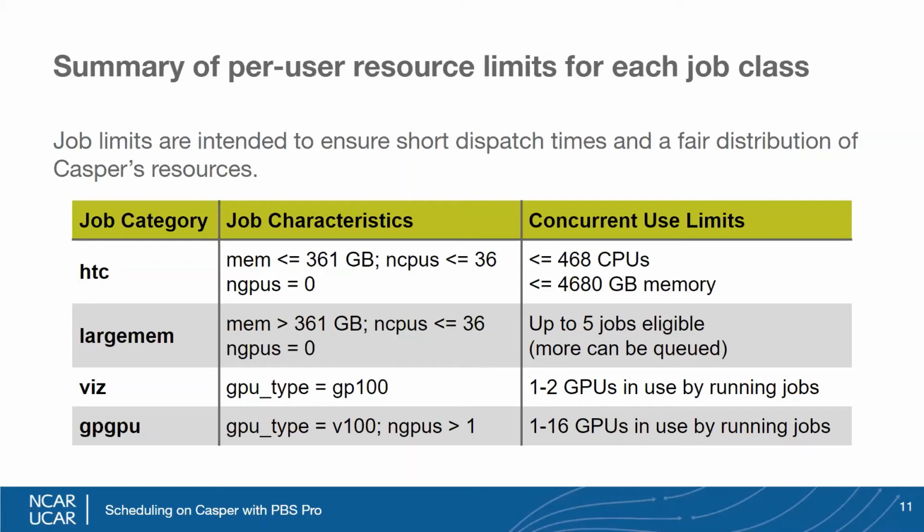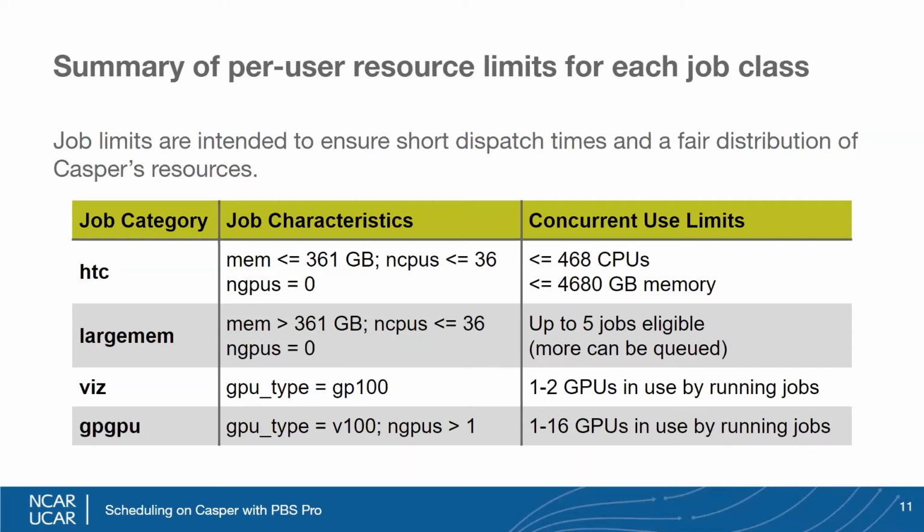So for the HTC category, you can see that this is a category where you're asking for less than 360 gigabytes of memory, less than 36 NCPUs, and no GPUs. And your concurrent limits there are a certain percentage of the total resources on Casper.